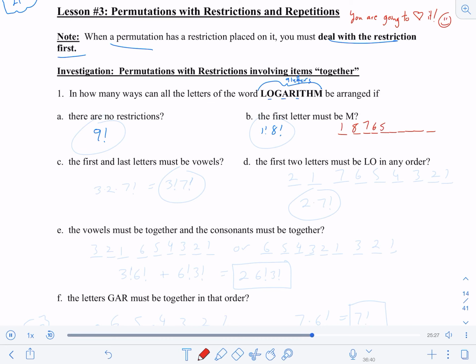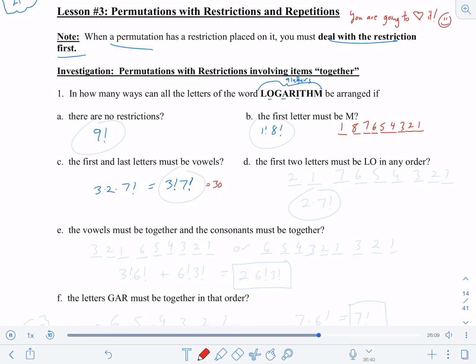If the first and last letters must be vowels, then we just need to go through and count up how many vowels. We've got 3 vowels, so we have 3 ways to do our first choice. And then the last letter has to be a vowel, so there'd be 2 ways to do that. And then that leaves 7 letters left, so 7 factorial. So we could say this is 3 times 2 times 7 factorial.